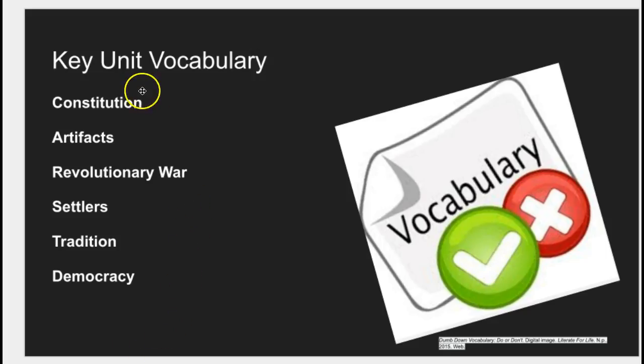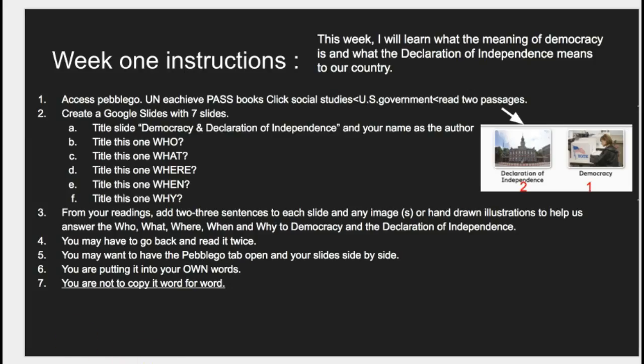Some of your vocabulary: Constitution, artifacts, Revolutionary War, settlers, tradition, and democracy. For your week 1 instructions, you will go to Pebble Go. Your username is eAchieve. Your password is books. Click Social Studies, U.S. Government. There's 2 passages, Democracy and Declaration of Independence.